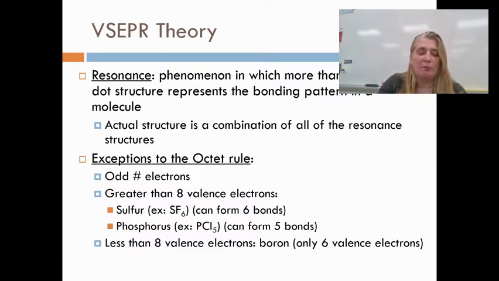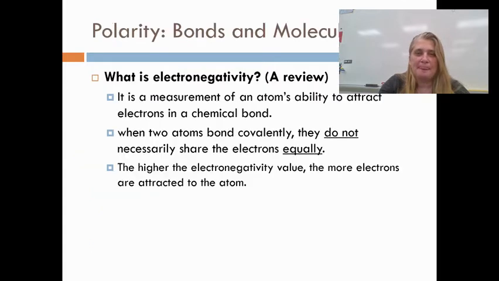There's also boron that forms less than an octet, only 6 valence electrons, because he has 3. He can share those 3, but he can't just take random electrons from other people.